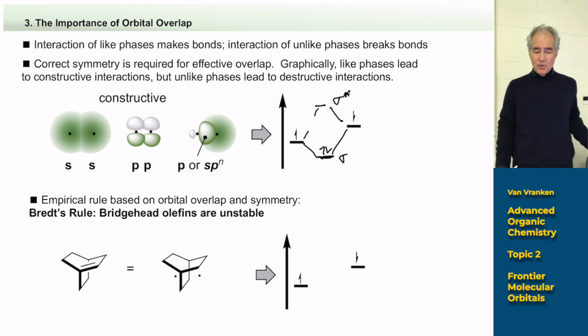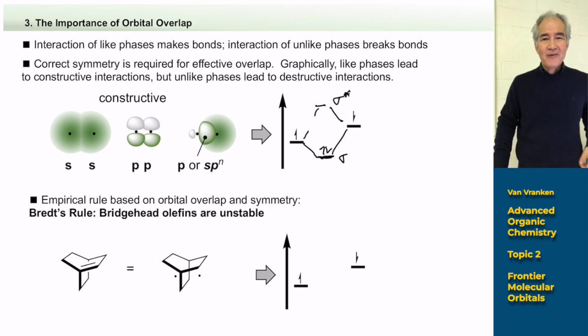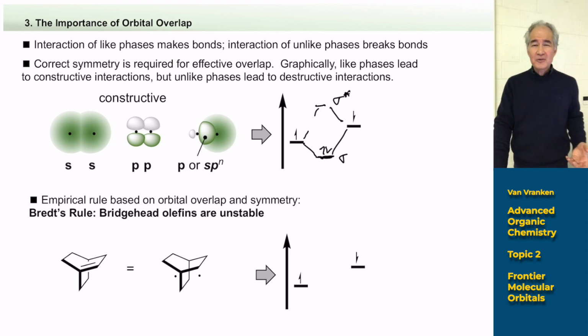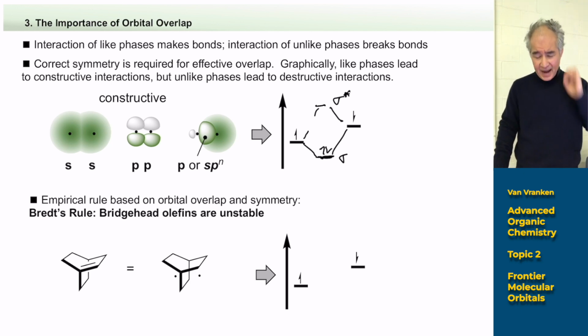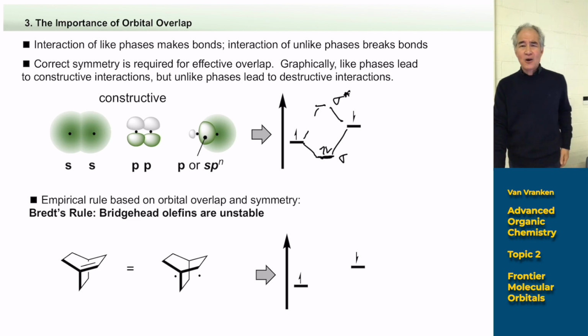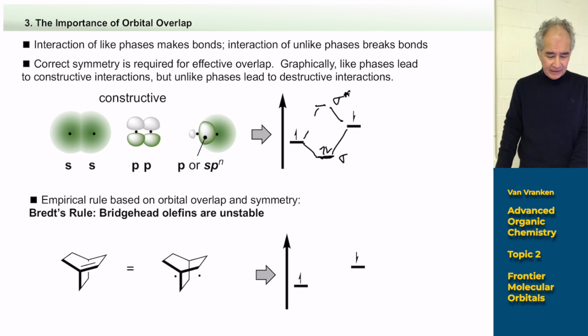I'll end up with a new sigma orbital and a new sigma star orbital. There's a non-zero interaction energy when you have orbitals of like phasing overlapping in space. You don't always have to draw out these diagrams. Sometimes you can create simple rules that allow you to avoid drawing diagrams or working with equations like overlap divided by gap. Let me show you a simple rule that is a direct consequence of this concept of orbital overlap. And this rule is called Bredt's rule.